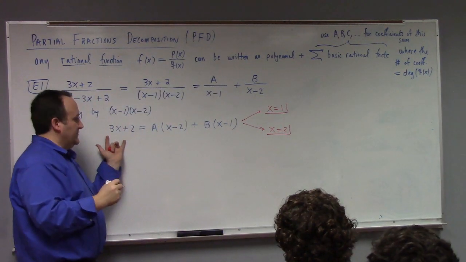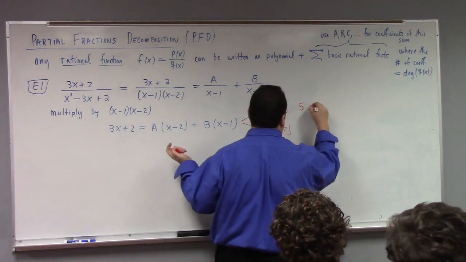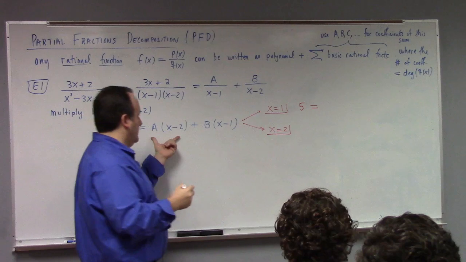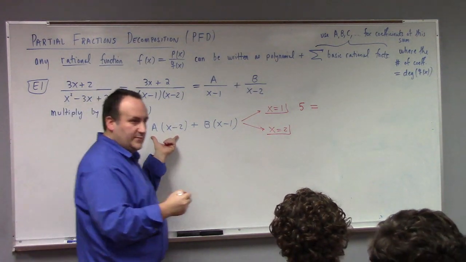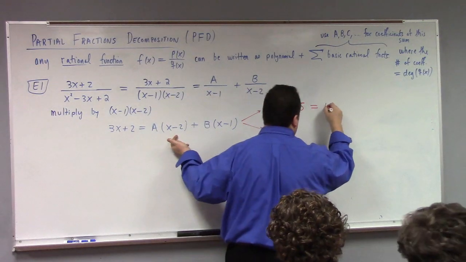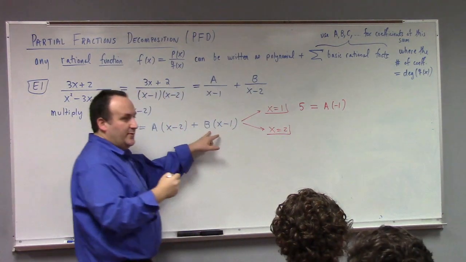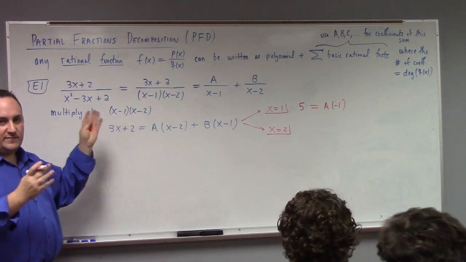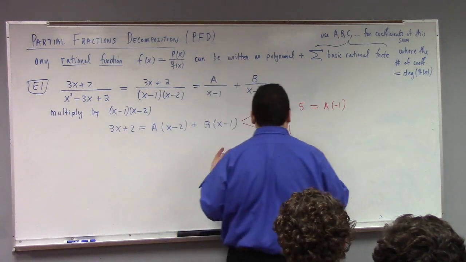If I put in x equals 1, I get 3 plus 2, 5, equals what? A times 1 minus 2, which is minus a, or a times minus 1. What about b? We'll plug in 1 there. Gone, right? b times 0. That's a nice equation. Well, how about x equals 2?